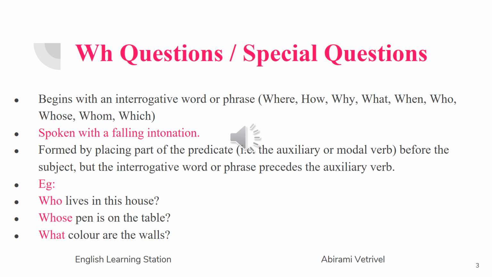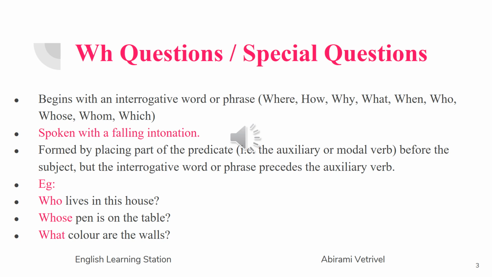WH questions are formed by placing part of the predicate, that is, the auxiliary or modal verb, before the subject, but the interrogative word or phrase such as who, when, where, etc. precedes the auxiliary verb. To understand it better, let us look at the examples given. Who lives in this house? Whose pen is on the table? What color are the walls?